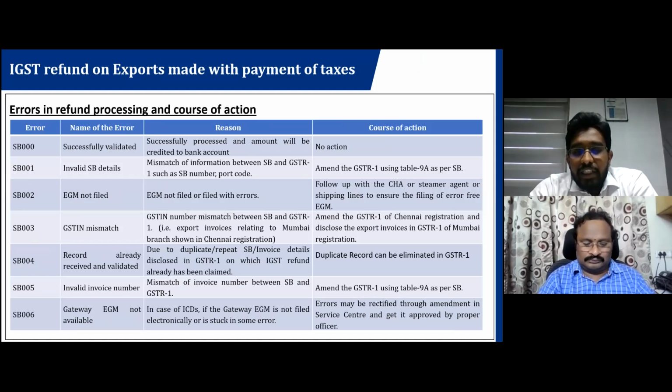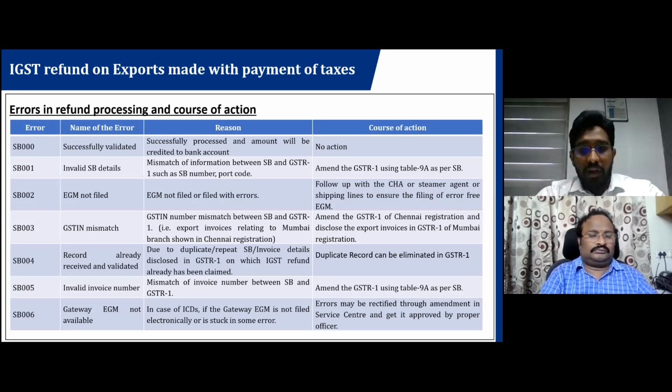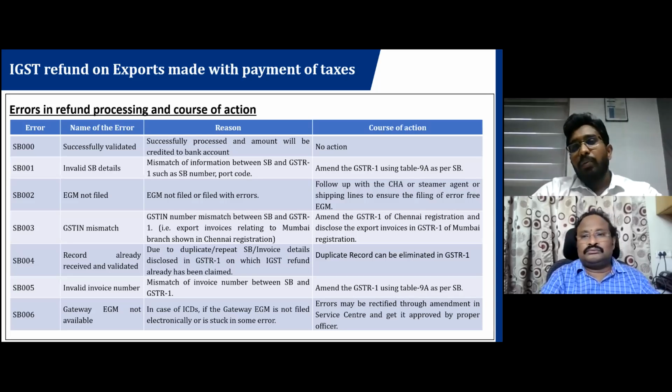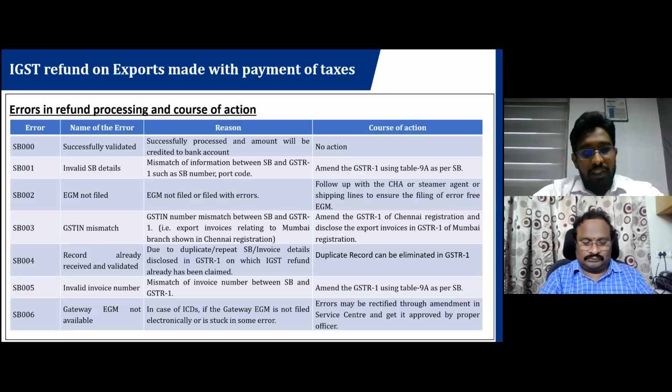SB006, gateway EGM not available. That means in case of exports through ICDs, once again we need to file a gateway EGM at the customs port. In case of exports through ICDs, we need to file two EGMs, one at the ICD and the other at the customs port. If the EGM at the main customs port is not filed, the system will throw the SB006 error. So SB001 to SB006, total 6 errors.